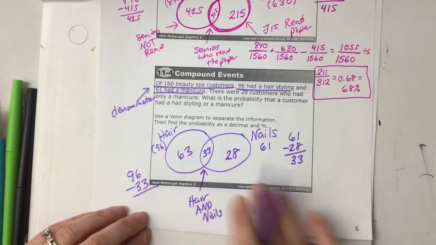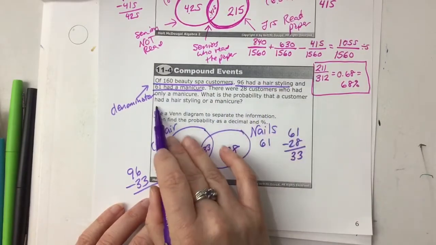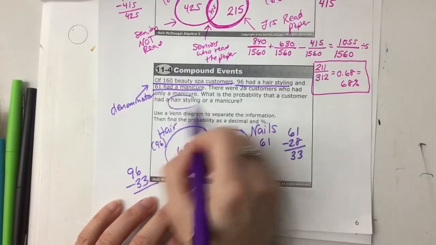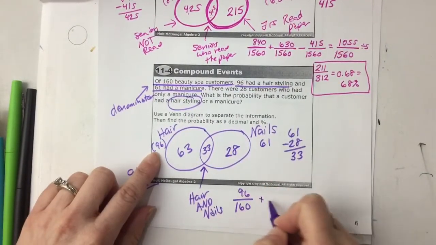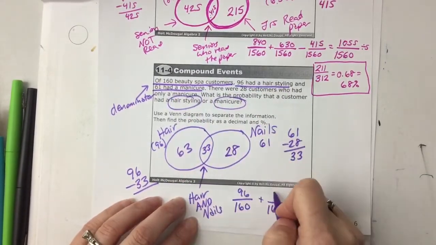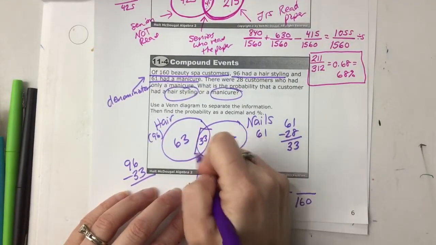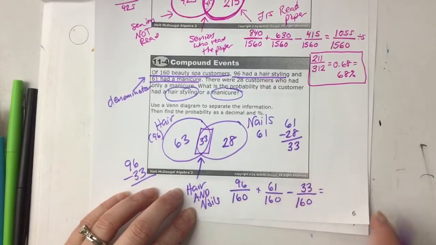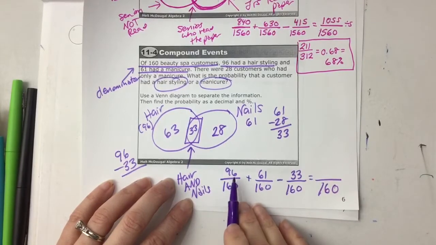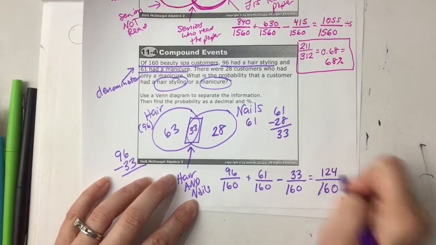Once you have all of your values in your Venn diagram, now we can find the probability. What is the probability that a customer had a hairstyling or a manicure? Well, out of the 160, hairstyling, there was 96. Plus, out of the 160, manicure, there was 61. Minus, out of the 160, what was the overlap? There were 33 clients that did both. Your common denominator stays. 96 plus 61 minus 33 is 124.